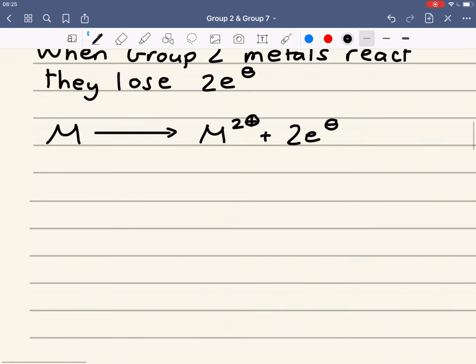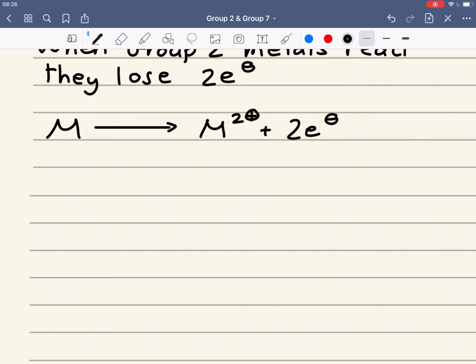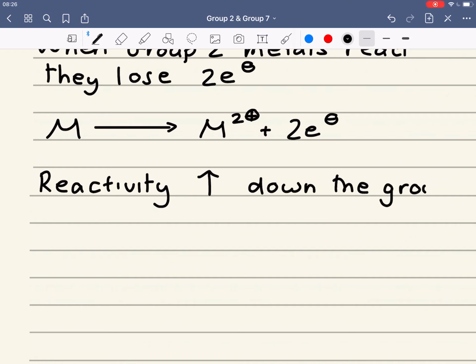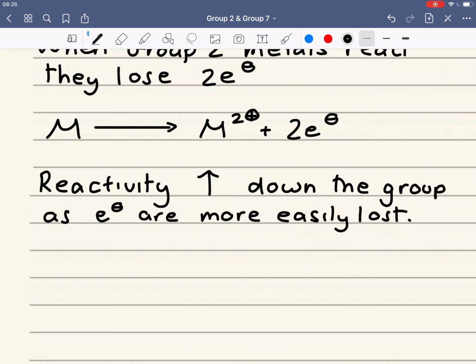Now, the reactivity of these group 2 metals will increase down the group as electrons are more easily lost, because you're losing them from higher principal energy levels that are further from the nucleus and more shielded.